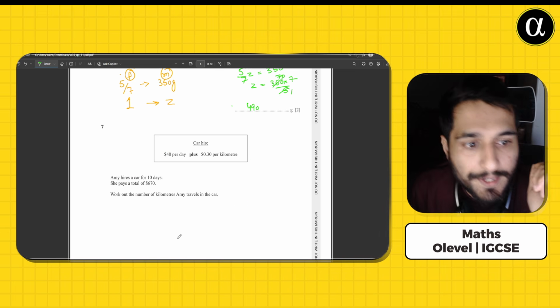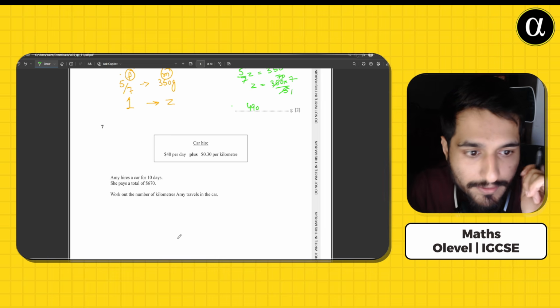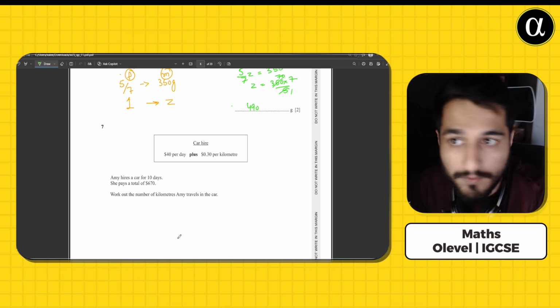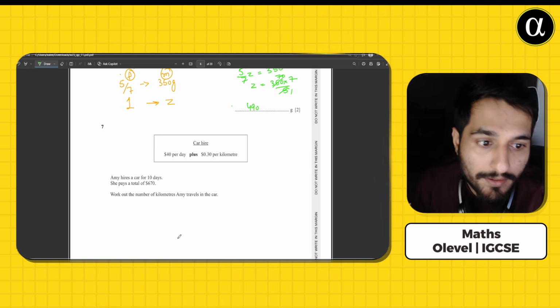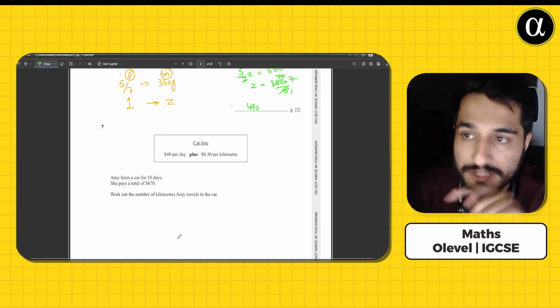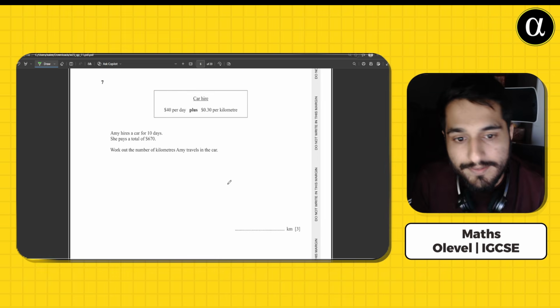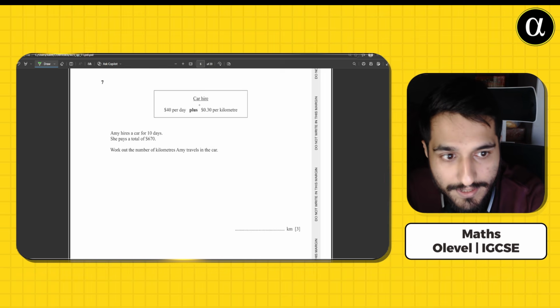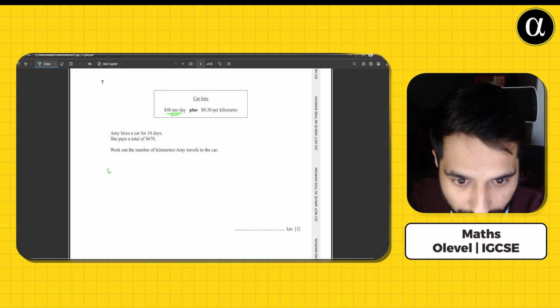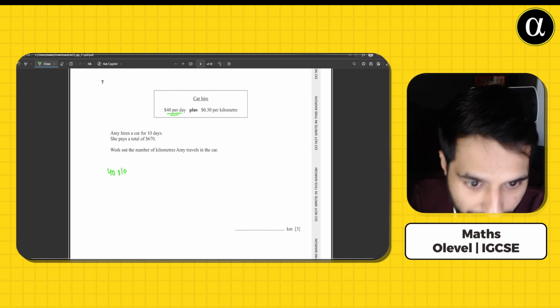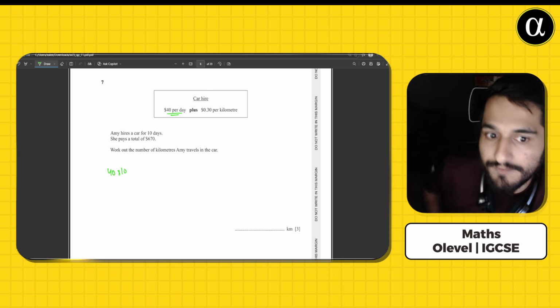It says Amy car hire. Now this is a concept of hire and purchase. So it says a car is hired at basically $40 per day, and then an additional cost of 30 cents per kilometer. Now it says Amy hires a car for 10 days, so the price is going to be 10 times 40 for each day, right? So that would result in 40 into 10. Now this is the price for 10 days, that's a fixed price basically.